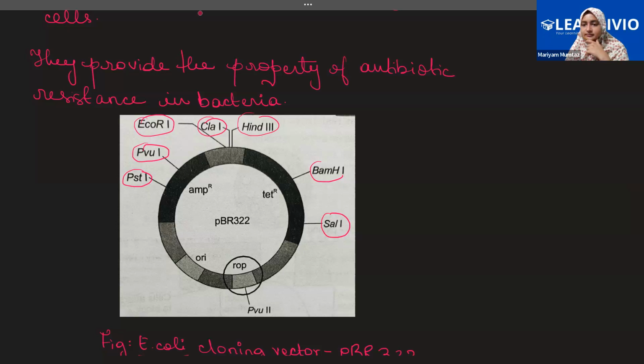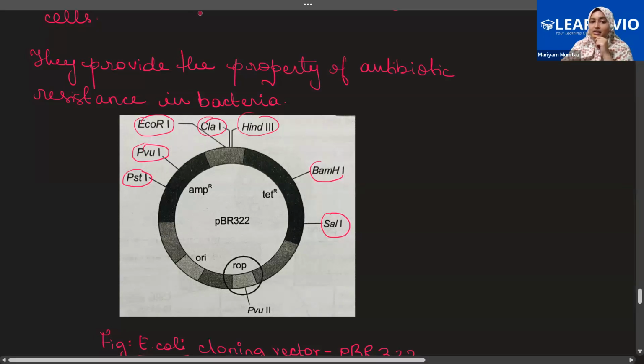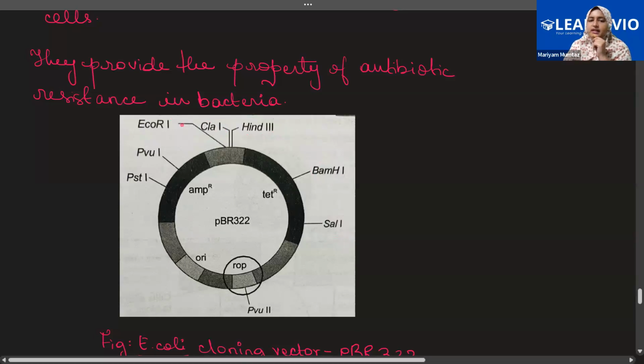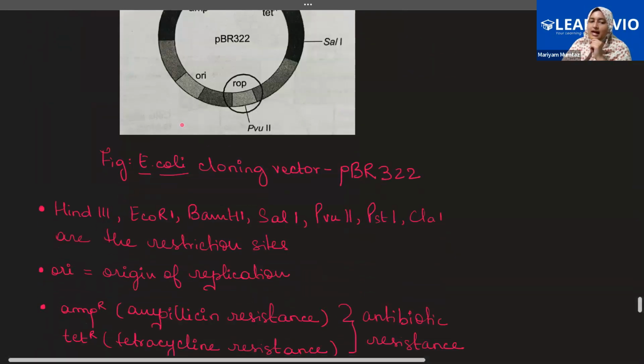Yes, tell me, Yaya, where have you seen these? They are restriction enzymes. Yes, correct. You might have seen them in the whole long list that I provided for the restriction enzymes. All of these restriction enzymes have certain properties, and they are present in a plasmid. HindIII, EcoRI, BamHI, SalI, PvuI, all of these are restriction sites. These are the sites of cloning as well.